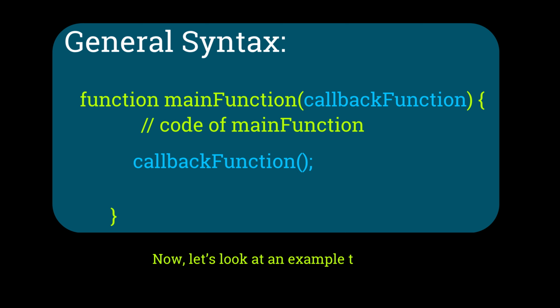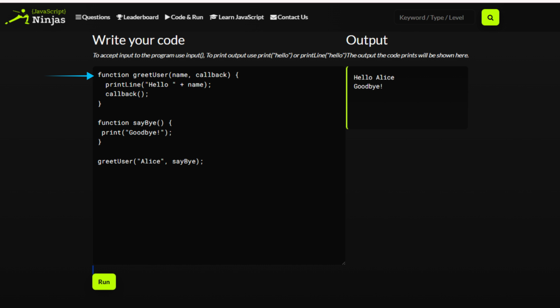Now, let's look at an example to make it even clearer. Here in this example, greetUser is a function that takes two parameters, name and callback. It first prints hello plus the name. Then it calls callback, which runs the function we passed in. sayBye is a simple function that prints goodbye. When we run greetUser, Alice, sayBye, it prints, hello Alice, goodbye. So here, sayBye is the callback function because it's passed into greetUser and executed from inside it.